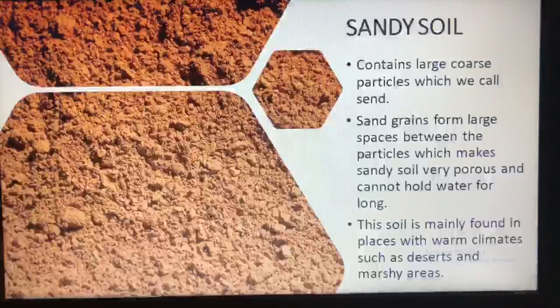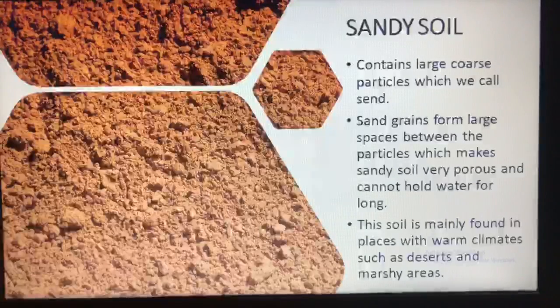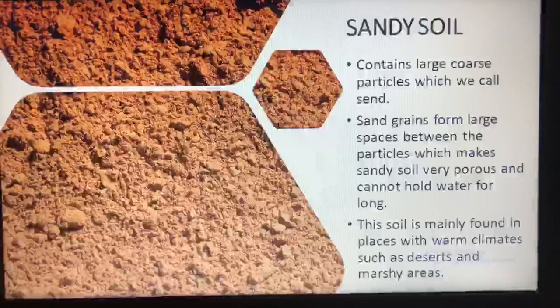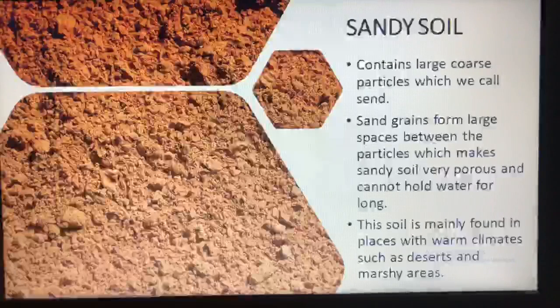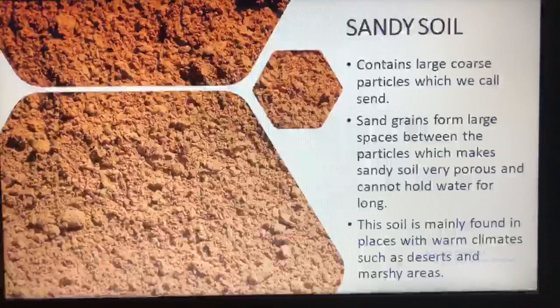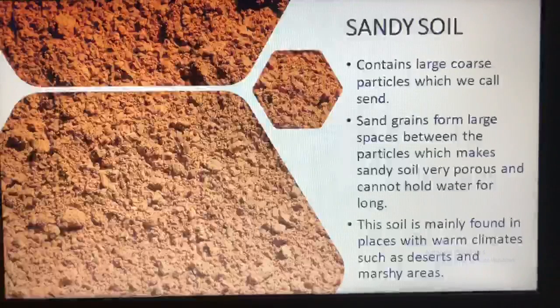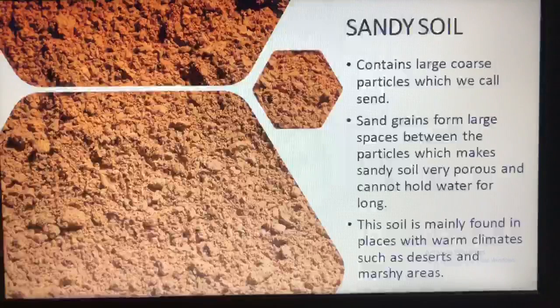So in the desert, you might have seen this sandy soil. Why is it found in the desert? Because it is found in warm climates, where it is hot, in the desert or in the marshy areas. It contains coarse particles which we call sand. You can touch and see the sand.